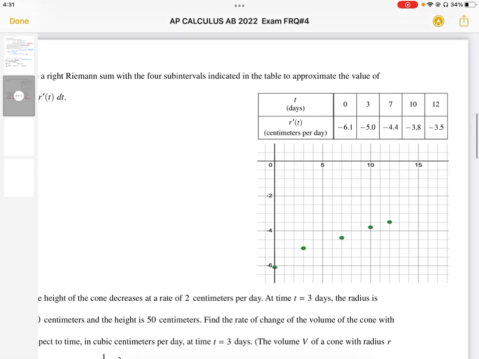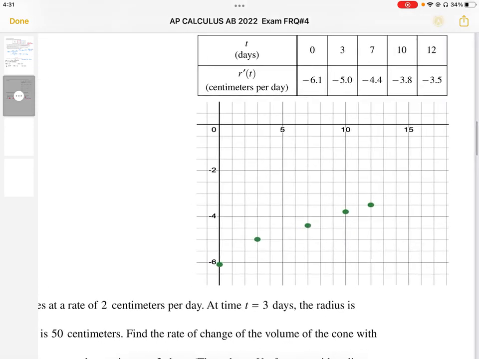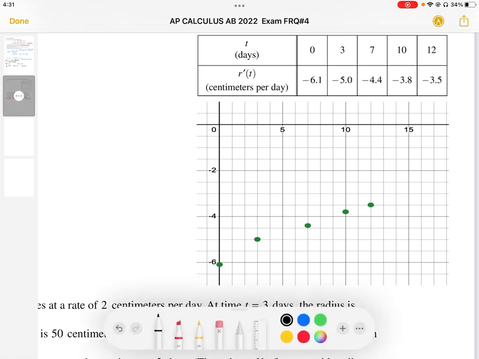And I want to use, in this case, a right Riemann sum. So it's important that we use a right-hand Riemann sum here, looking at the right edge of each of these intervals. So there's my first interval from 0 to 3, and it has a right edge height of negative 5. So this is going to work out to be negative 15.0 as a right Riemann area.